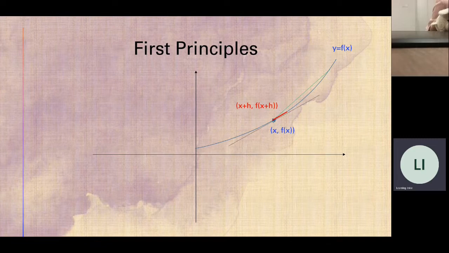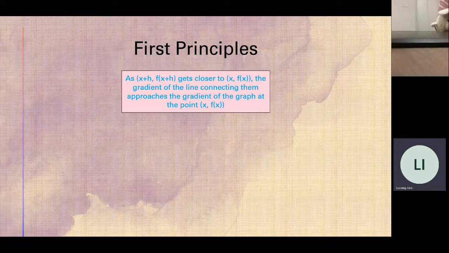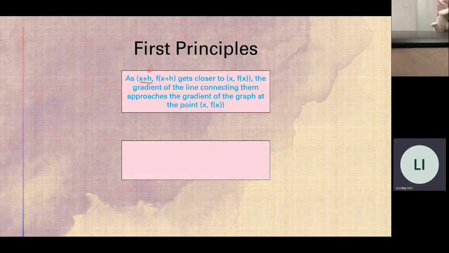Therefore, as this point gets closer to the original point (x, f(x)), the gradient of the line that connects both of these points would approach the gradient of the graph at that particular point, because the line that connects these two points would get closer to the actual tangent of the graph at that point as well. So how do you represent it mathematically? It's the idea of what it means by close. We talk about a close point, and we know that we have x+h as the second point. The idea is for this h to get very, very close to zero. So how do you represent this idea of h getting very close to zero?